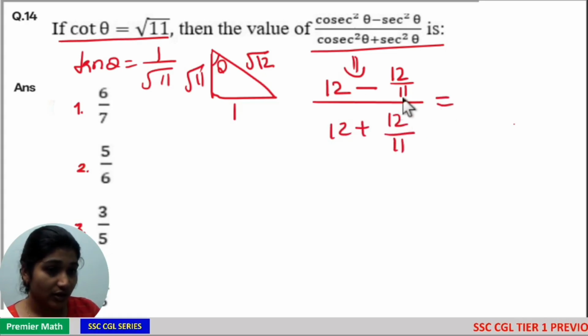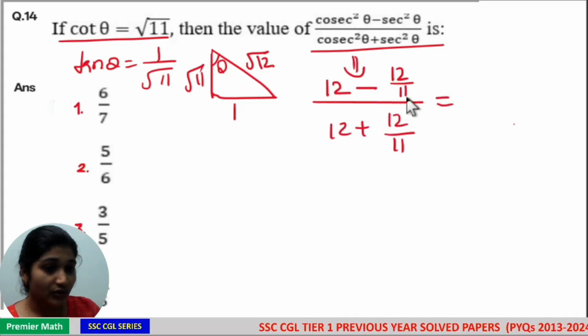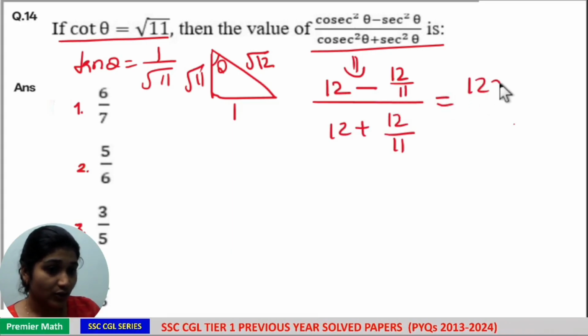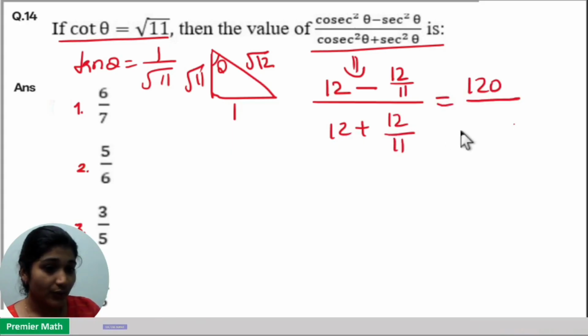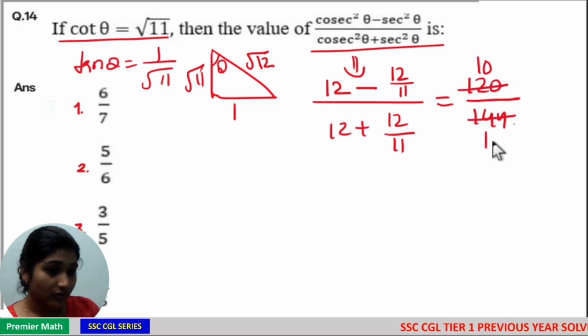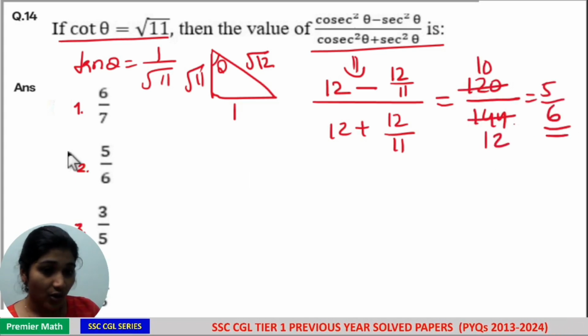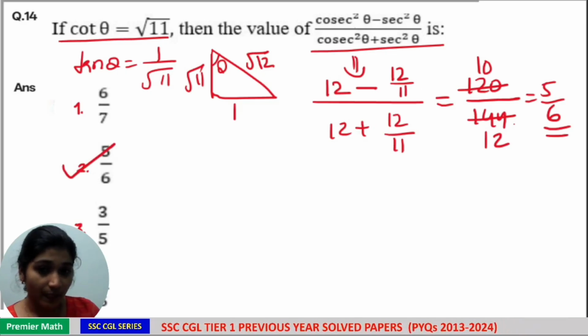Now the value is equal to 11 times 12 minus 12, which is equal to 10 times 12, which is equal to 120. 11 times 12 plus 12 is equal to 12 times 12, which is 144. Now if you divide it by 12, this is 10 by 12, which is 5 by 6. Option 2 is your answer.